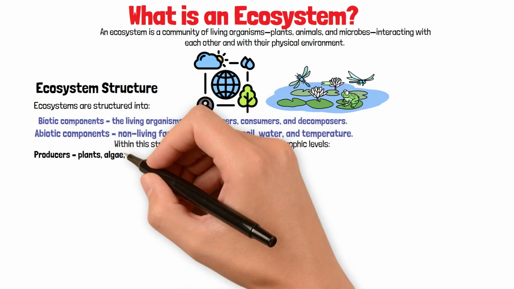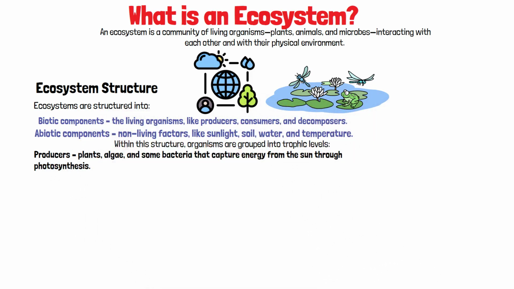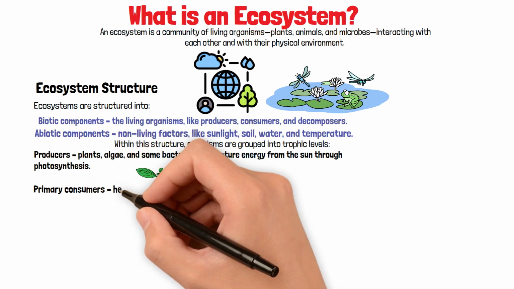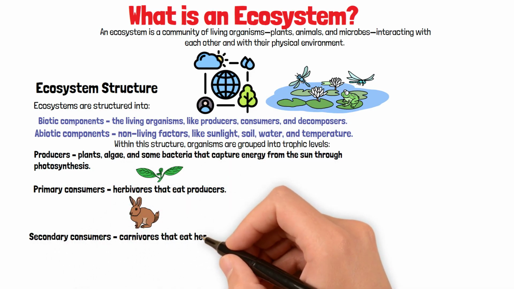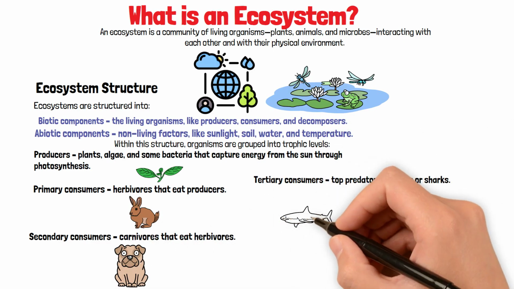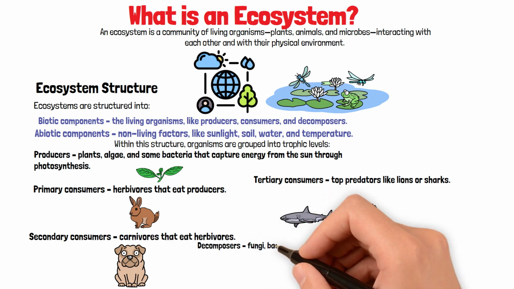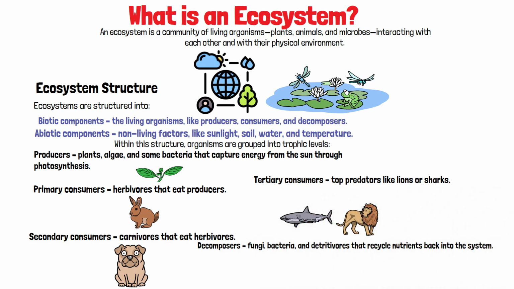Producers, plants, algae, and some bacteria that capture energy from the sun through photosynthesis. Primary consumers, herbivores that eat producers. Secondary consumers, carnivores that eat herbivores. Tertiary consumers, top predators like lions or sharks. Decomposers, fungi, bacteria, and detritivores that recycle nutrients back into the system.